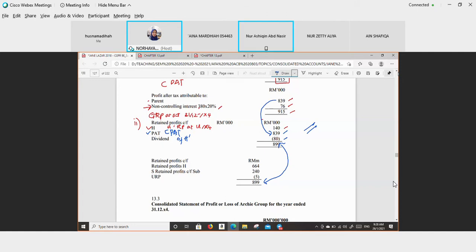Satu cara je. Ni ada cara dia. Kalau you nak calculate, you kena ambil opening, you tambah yang PAT, tolak dengan dividend dulu. Lepas tu you ambil yang S punya. You ambil opening, campur dengan yang ni dan dia ada working dia lah. Satu cara je. So, selesai lah. Terima kasih Syikin.